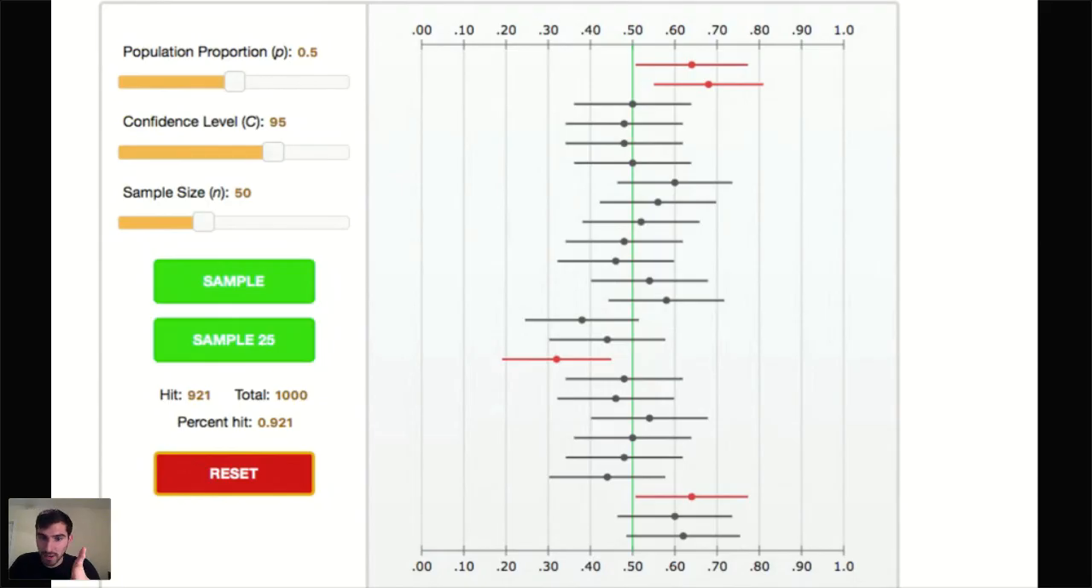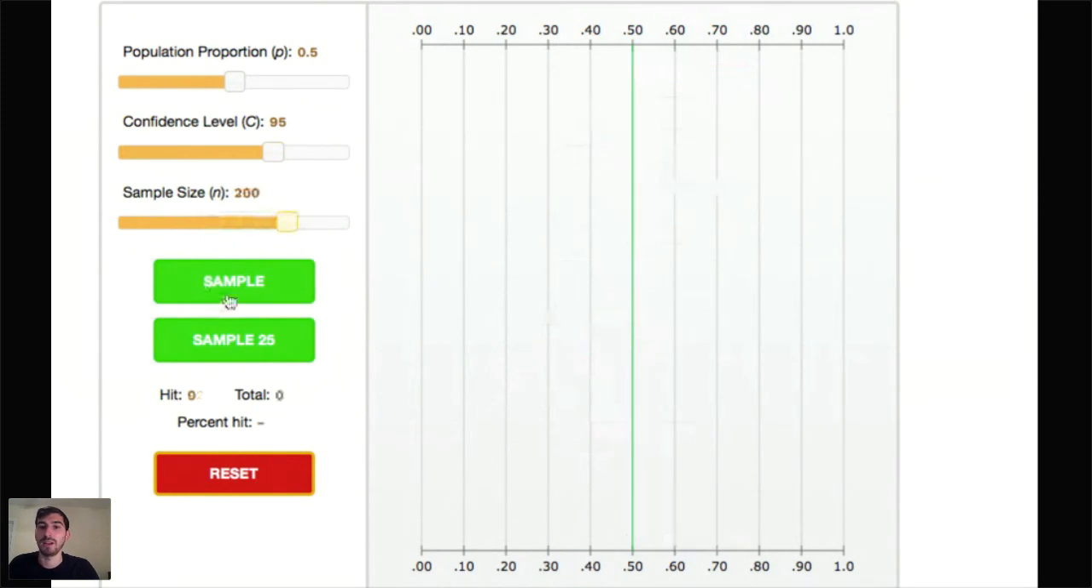Some of them are right on the money. Some of them are way up in that 0.60 range. Some are way down in the 0.30 range. Some are in the 40s. I'm going to crank up the sample size to about 200. And I'm going to start taking some samples. I already got one that missed, you can see.